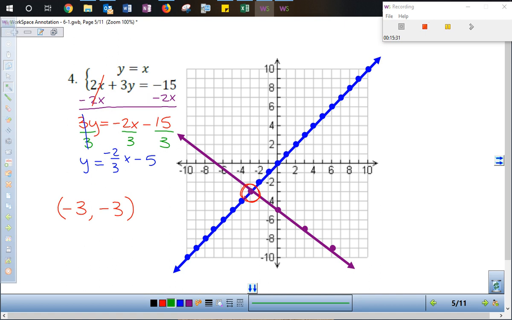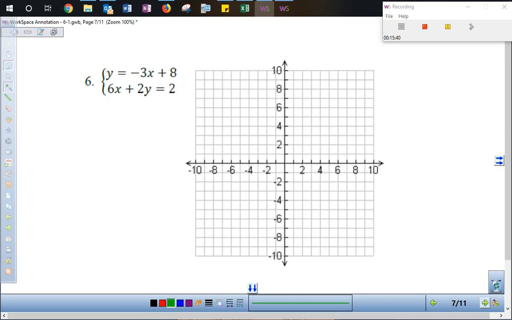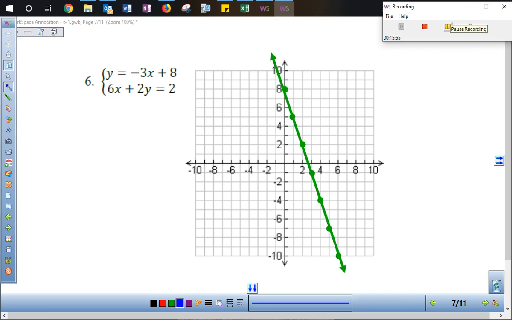Okay, we are going to skip number 5 and go down to number 6. On number 6, I have y equals -3x plus 8. Well, we can definitely graph that. So here's what I'd like you to do. I'd like you to pause the video and graph the first equation on number 6 completely on your own. Okay, your graph should look like my graph on the screen. We'll have -3x plus 8 with a y-intercept of 8 and a slope of -3.